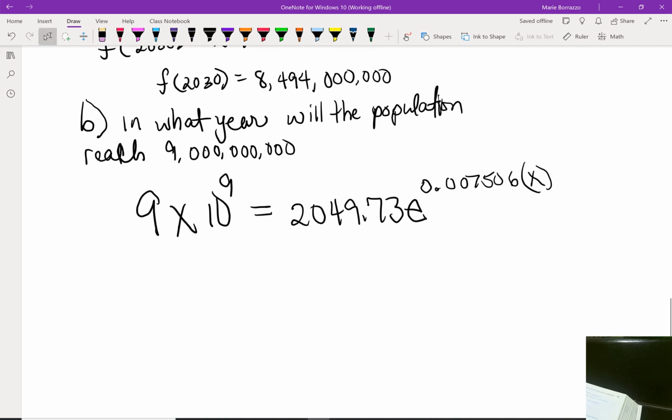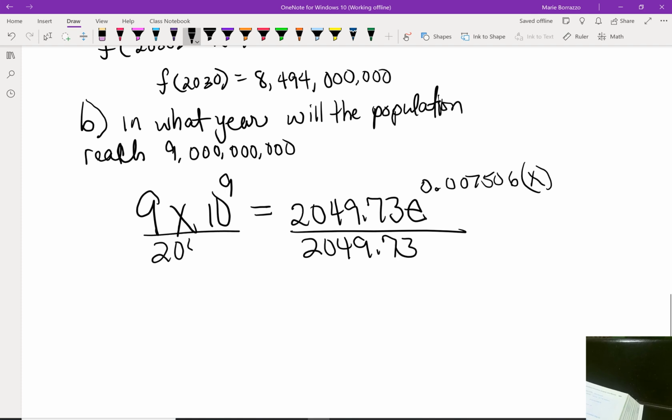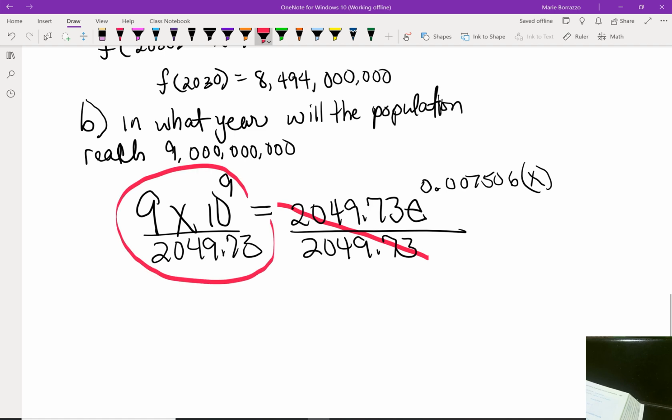In this case, because this is how they're wording it, the first step we're going to take is to divide by the 2049.73 on both sides, which cancels out all of this, leaving us this value, all of this, equal to all of this. Now remember, we're going to divide by e on both sides, right? Because that's the next step.